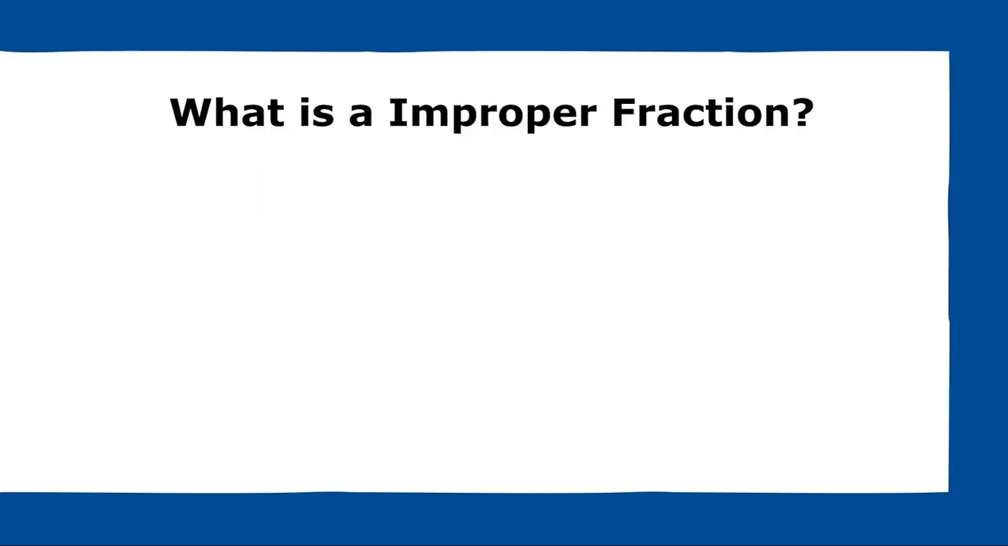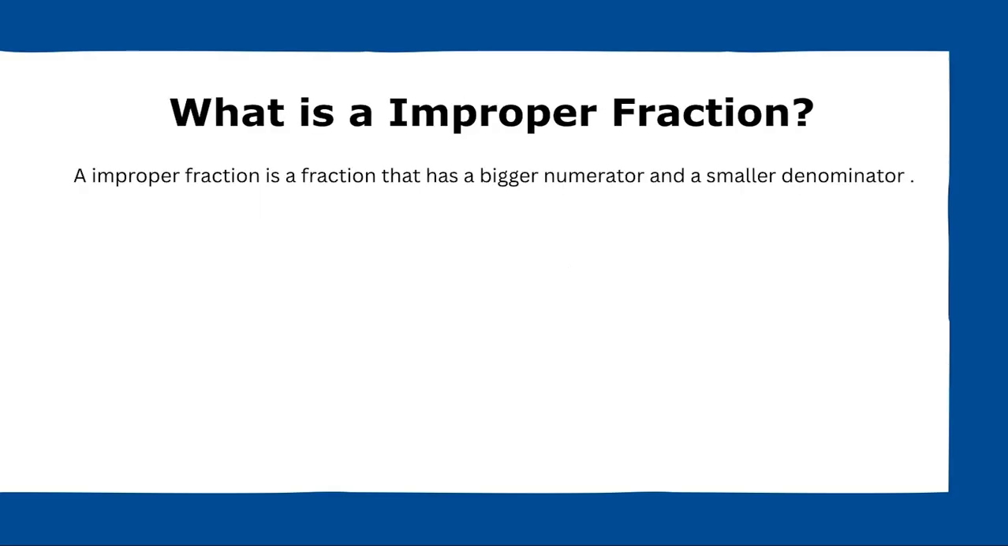It is also important that we know what an improper fraction is. To simply put it, an improper fraction is a fraction that has a bigger numerator and a smaller denominator. So this, for example, could be 18 over 6. That is my improper fraction.